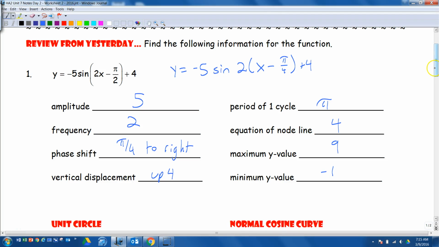Alright class, so this lesson again is very similar to the video before, except it's with cosine curves. But before that happens, I just wanted to put this up here. This is the review from yesterday.